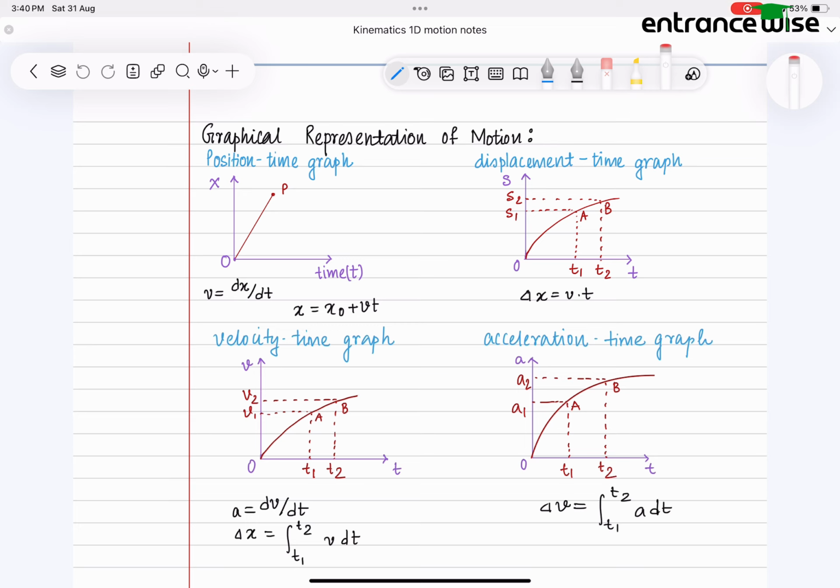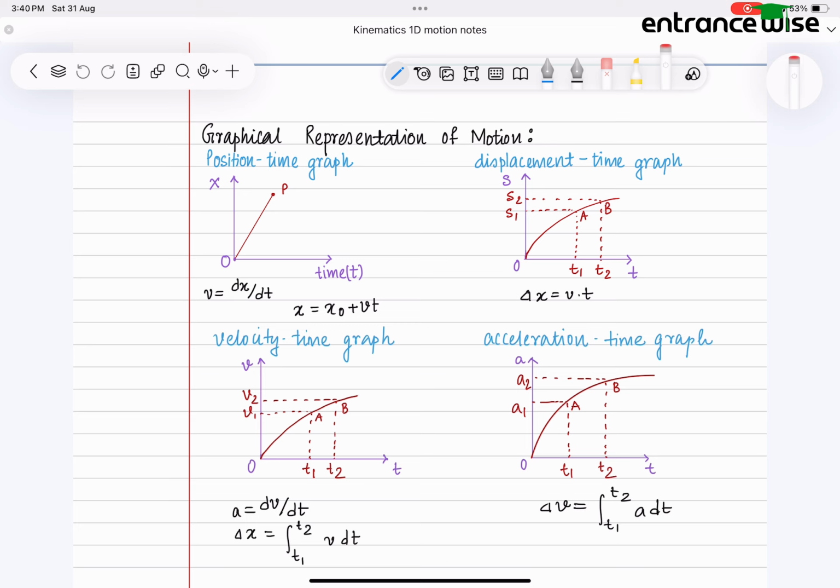Now, for non-uniform motion, if the velocity is not constant, the position time graph is a curve. It's like this or this, anything. The instantaneous velocity at any time t can be found by differentiating the position function with respect to time.